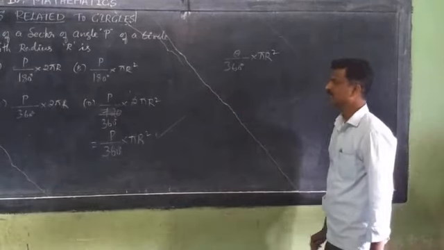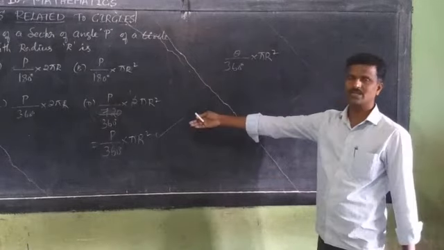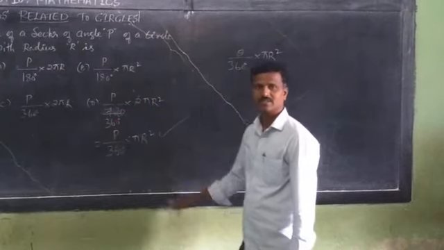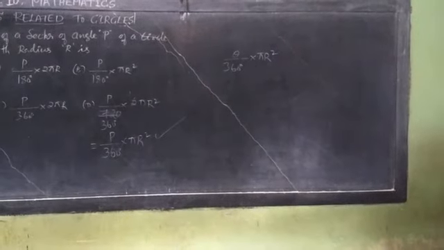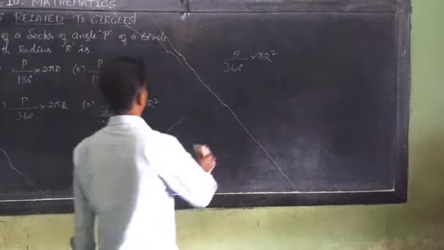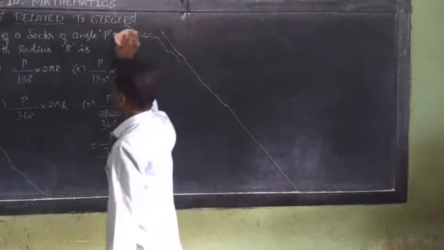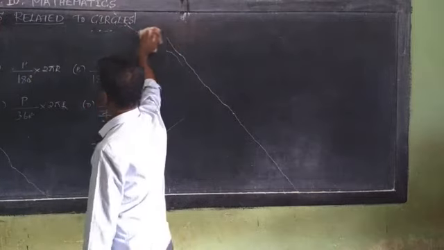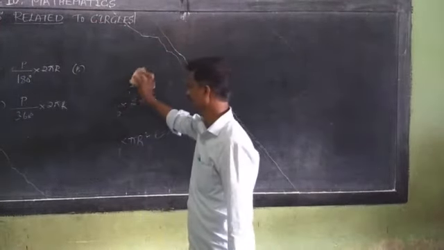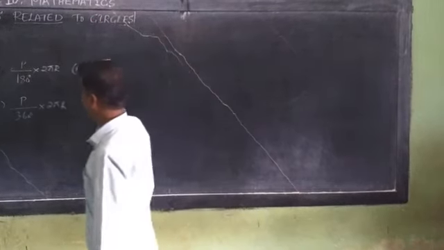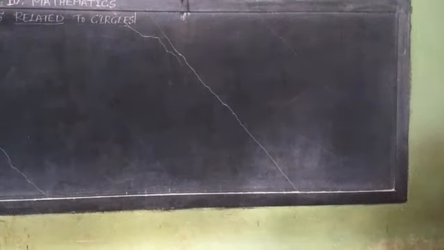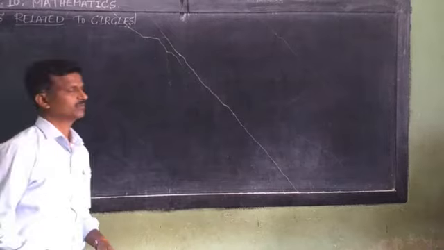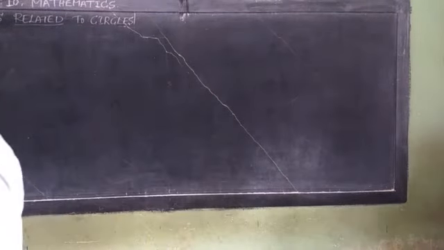P by 360 into pi r square, that is theta by 360 into pi r square. We get this after simplifying option D. Okay, we get the answer. Now, pass on to the next problem.